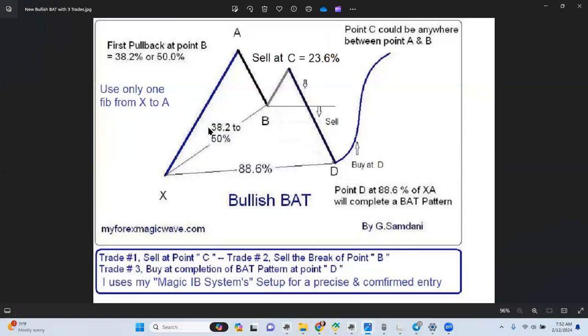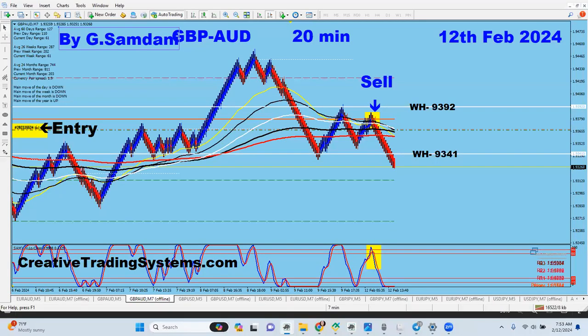The first pullback is anywhere from 38 to 50, most of the time it's 50. Then the C point, ideally, should be around the 23% line. After that, if it makes the turn, it takes out this low first, and then goes all the way here. So my first target would be here. If we break that, maybe next week, and then all the way to the downside. That's how it is. Slowly but surely it's going down, right?